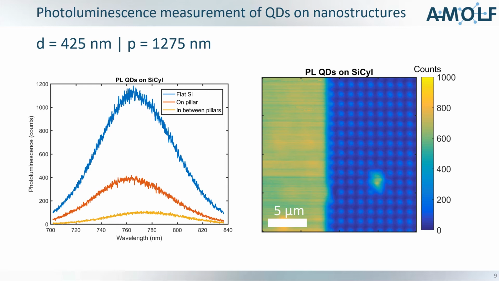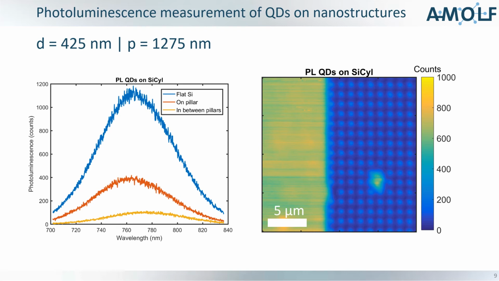Now the thing that we are looking for is that the emission of the quantum dots on a silicon cylinder is less going upwards than when we have it on the flat silicon. We are doing this measurement in reflection mode, of course, and it seems to prove that we have less emission going upwards. But there are two things that we are not taking into account here.